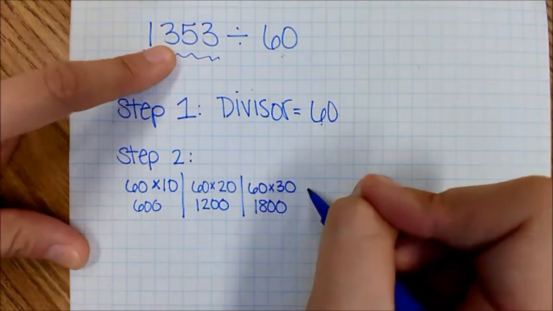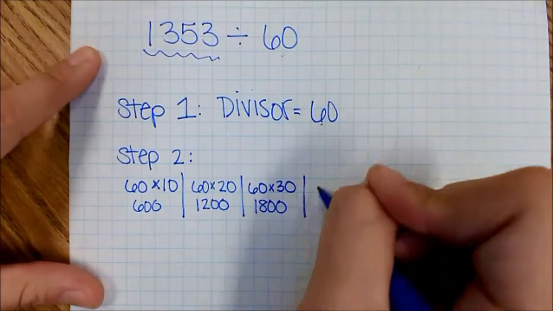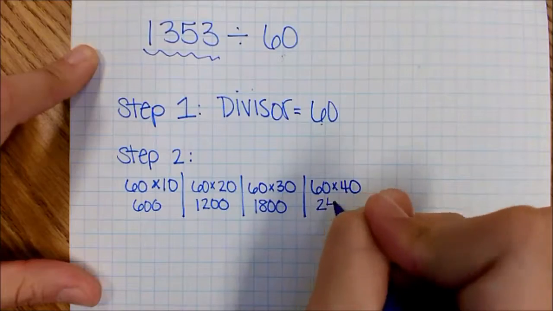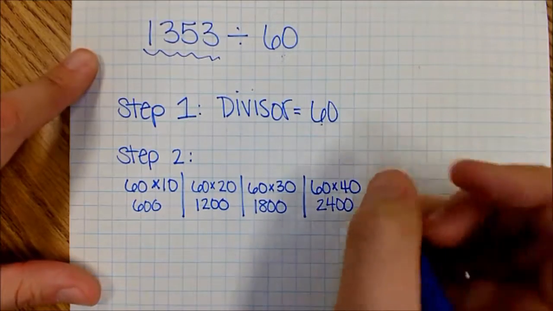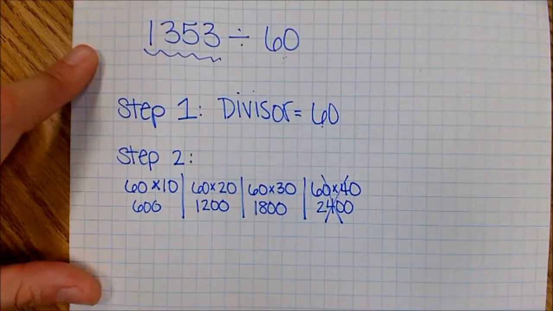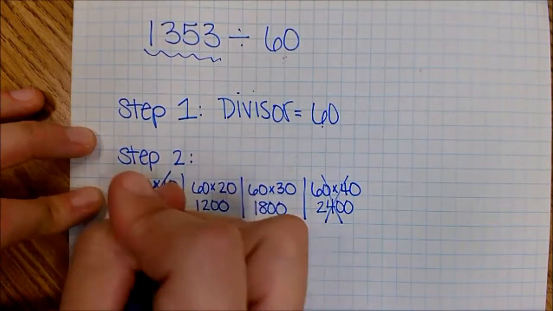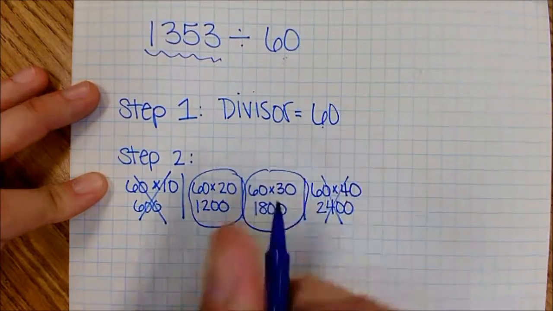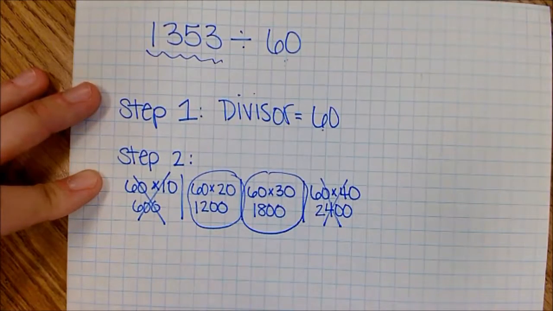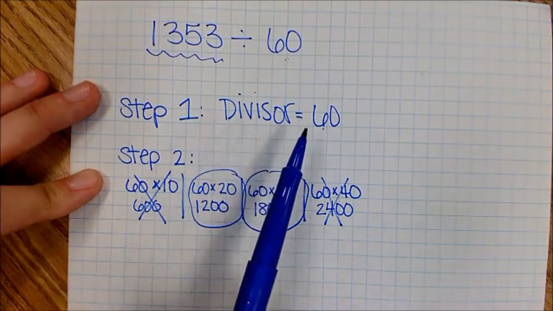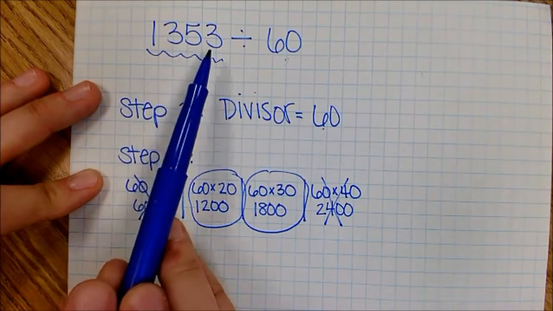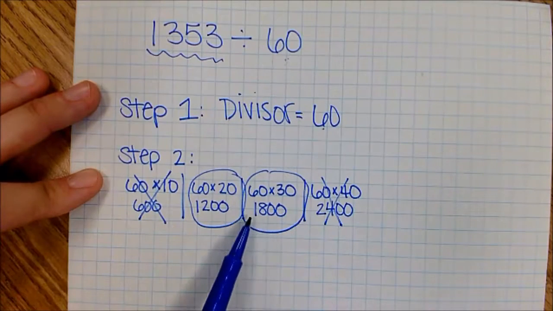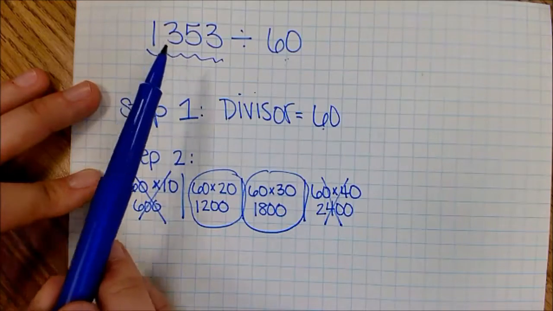Okay, that's on the other side of that. So that's a little higher. Let's try one more. 60 times 40. And that is 2,400. Ooh, that is too big. I'm not going to use that one. And this multiple is too small, so I'm not going to use that one. I think these are good choices for my step 2. That said list multiples of 60 until you get 2 that are closest to the dividend of 1,353. So I think 1,200, since it's a little lower, is perfect. And 1,800 is a little higher, so that's perfect.